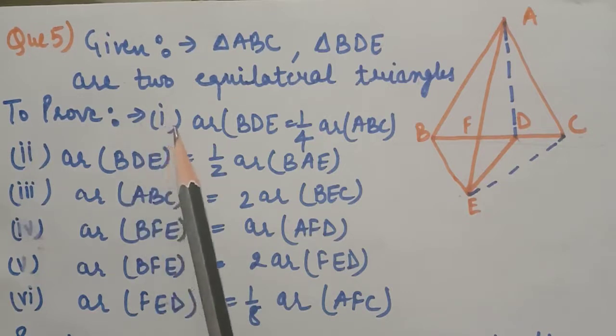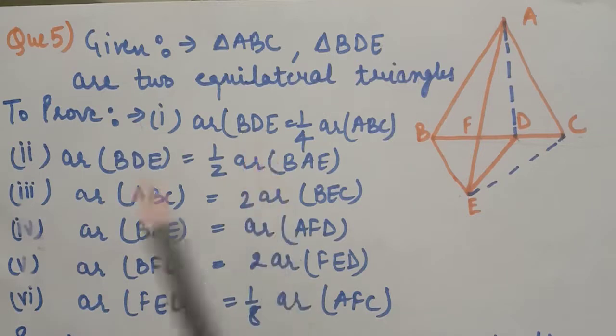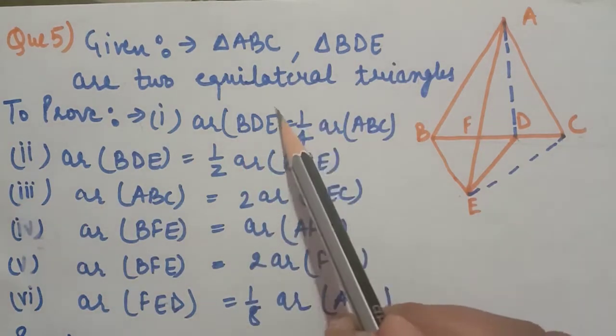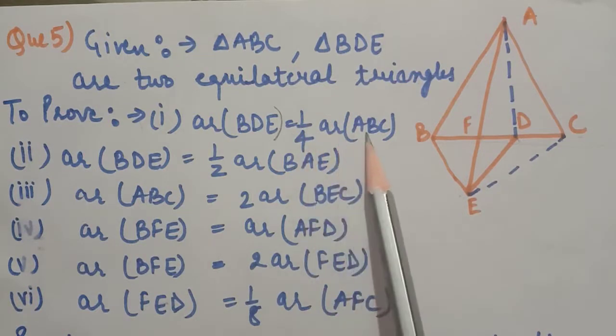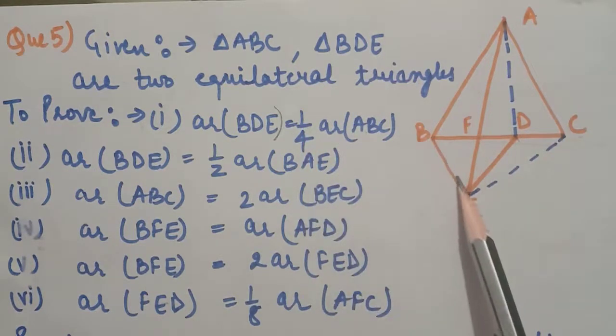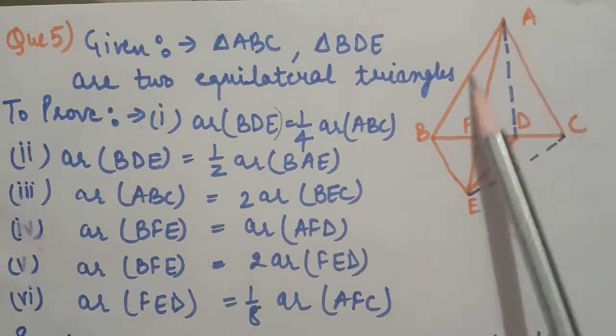First of all, we want to prove the first part. The first part is area of triangle BDE is equal to 1/4 of area of triangle ABC. It means we have to prove that area of triangle BDE is 1/4 of ABC.